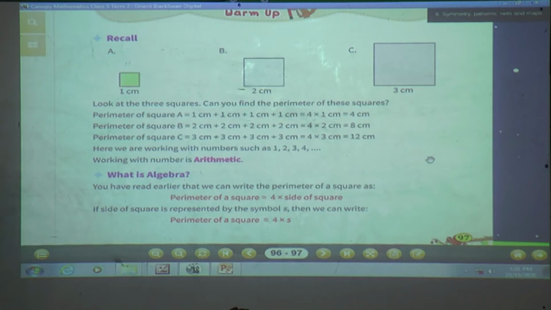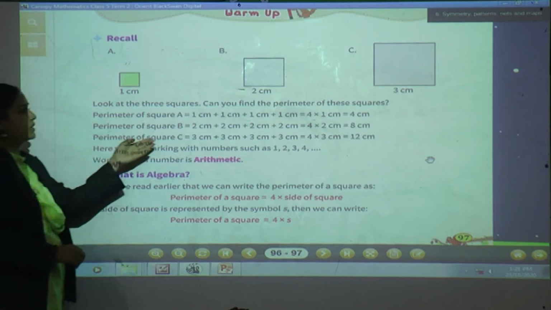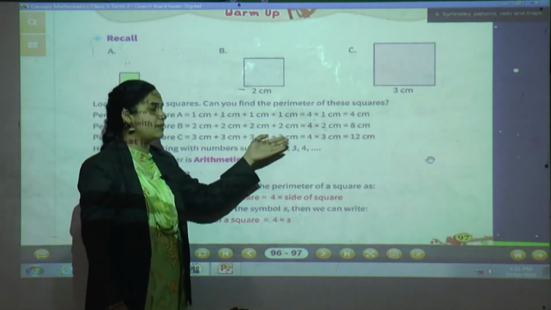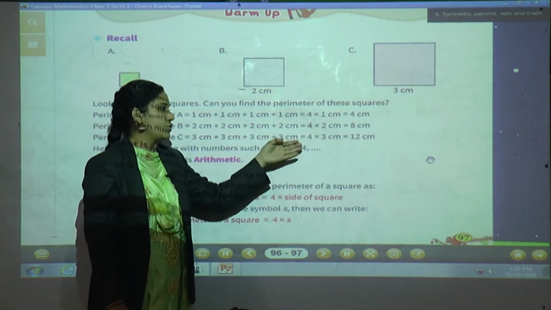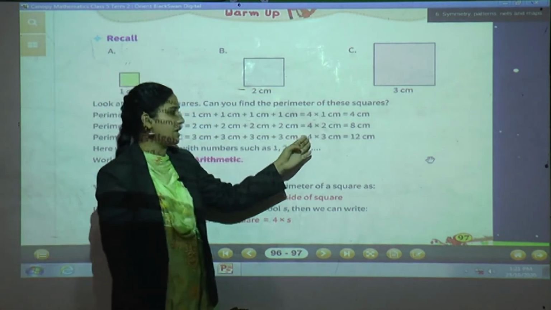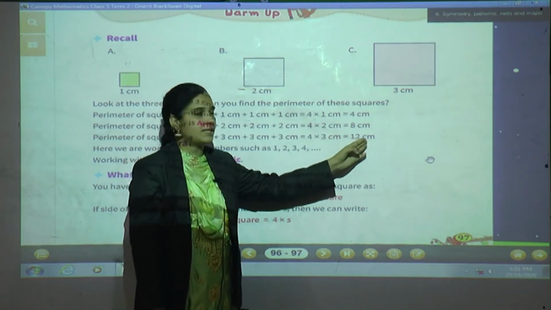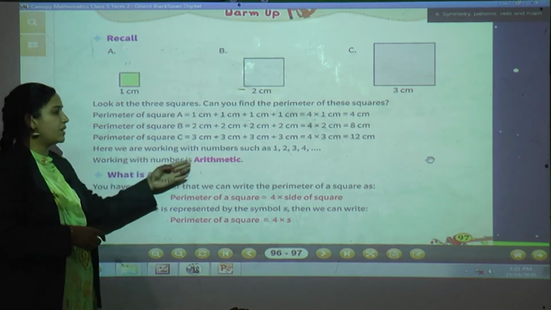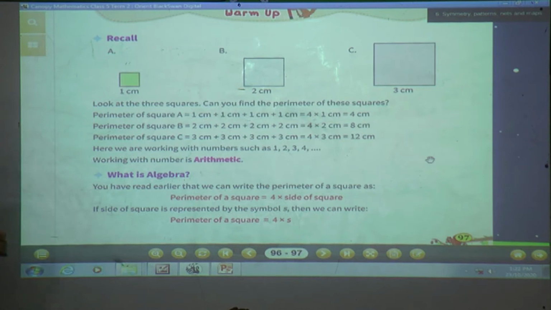Now, for square C, perimeter of square C is equal to 3 centimeter plus 3 centimeter plus 3 centimeter plus 3 centimeter. So, instead of writing 3 times addition, I can multiply 4 by 3, so the answer is 12 centimeter. Now, students, here we are working with numbers such as 1, 2, 3, 4, and so on. That means working with numbers is arithmetic. Okay, working with numbers is arithmetic.